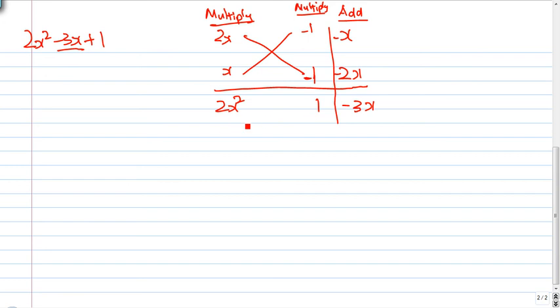So does that satisfy everything? I've got 2x squared, I've got negative 3x, which is part of the quadratic expression, and I have 1. So I've got two factors here, 2x minus 1 and x minus 1. So there you go, that's factorization using the cross method, and this is used for quadratic expressions.